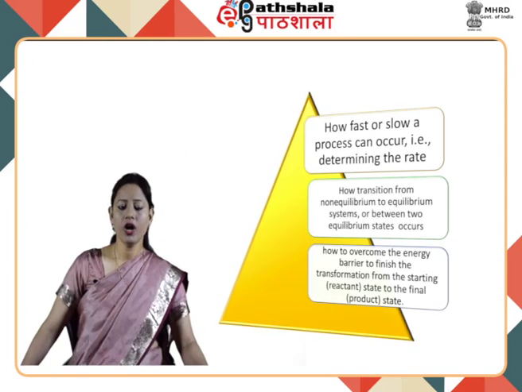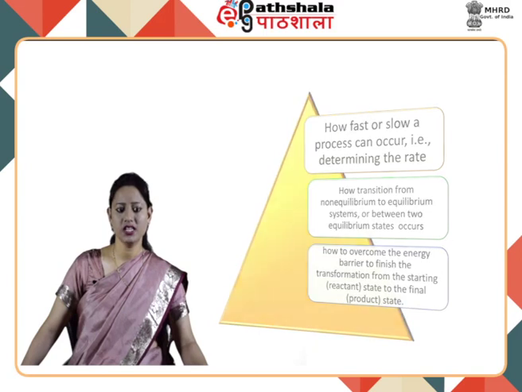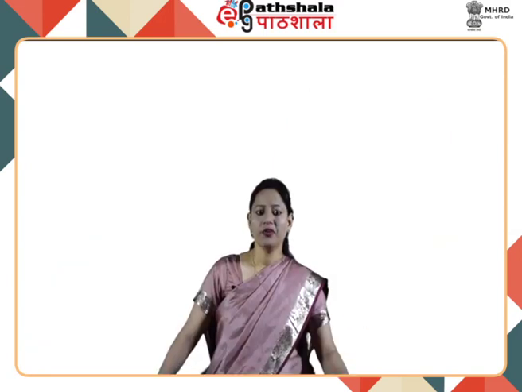That is, how fast or slow a process can occur, that is, determining the rate. Kinetics is about how transition from non-equilibrium to equilibrium systems or between two equilibrium states occurs. It is about how to overcome the energy barrier to finish the transformation from the starting state to the final state, that is, from the reactants to the product state.